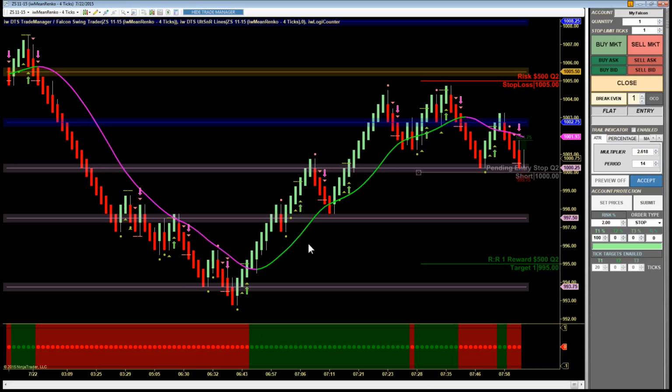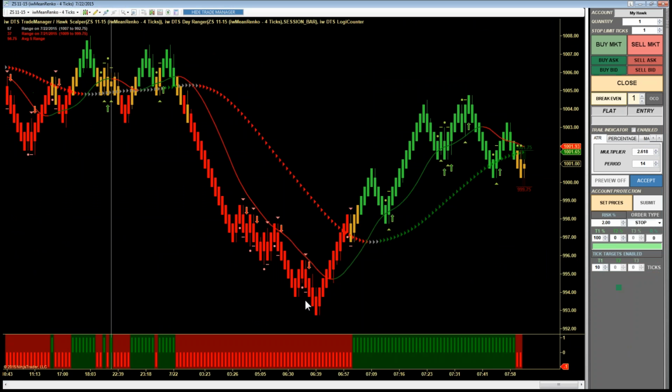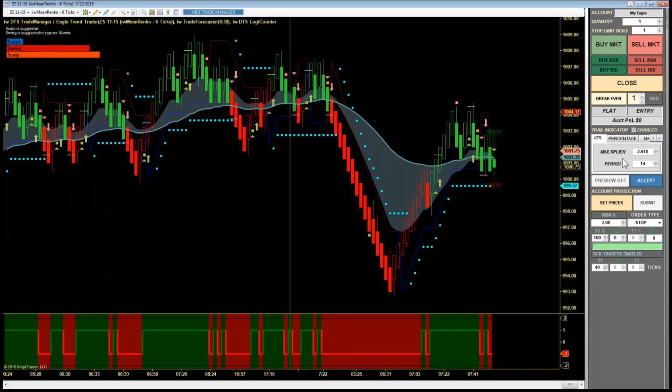Yeah, so James is asking about soybeans. So here's soybeans on the Falcon Swing Trader. And here's soybeans on the Hawk. So we're into yellow bars. We don't really have anything tradable on the scalper just yet, but we are getting a comparable or complementary sell signal here on the Eagle.